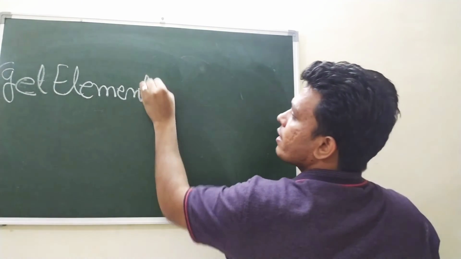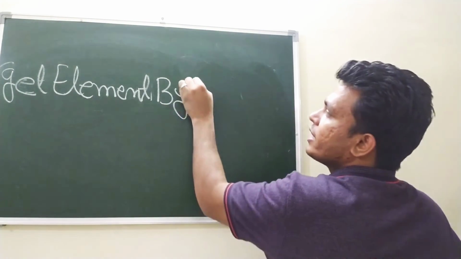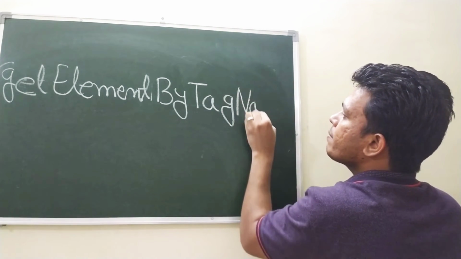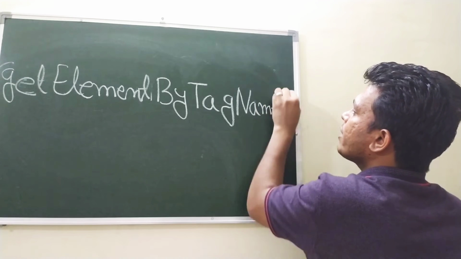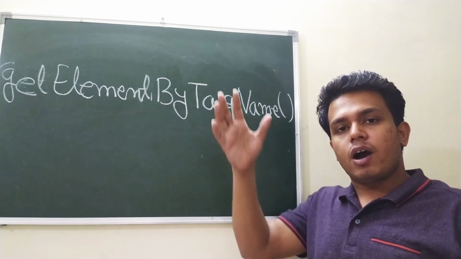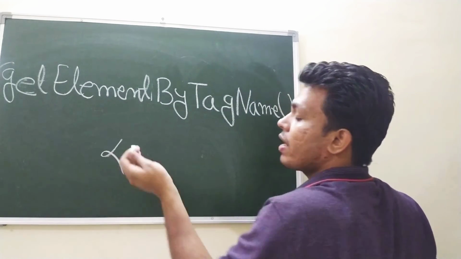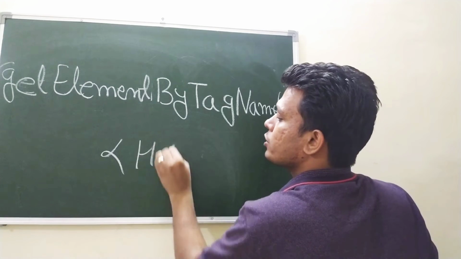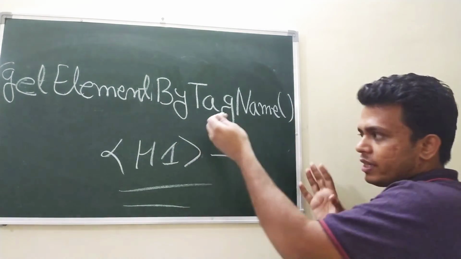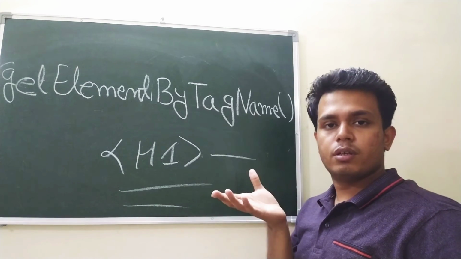Get element by class name, ID and the tag name. Tag name and the parenthesis. Suppose you want to grab all the elements which are defined by the h1. Suppose this is h1, and here is another h1. In this case, if you want to target all these multiple elements, you can use this.